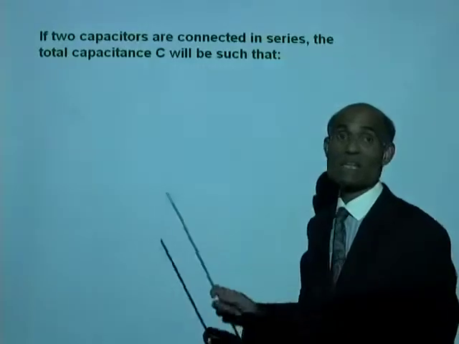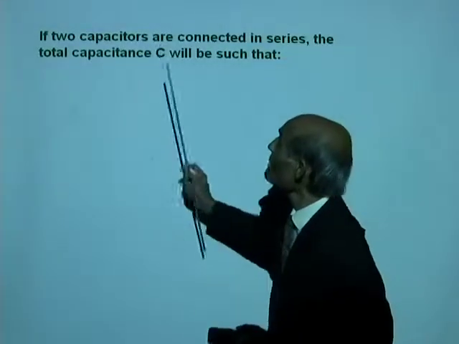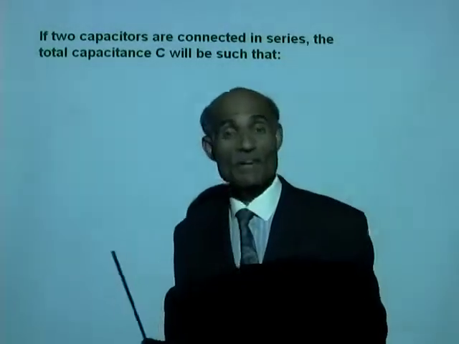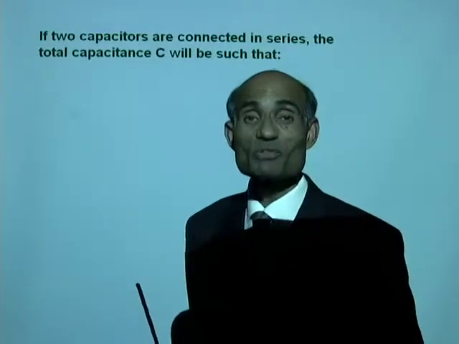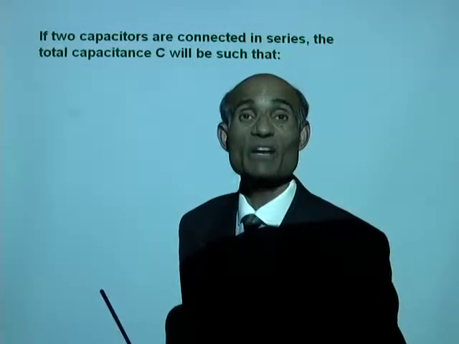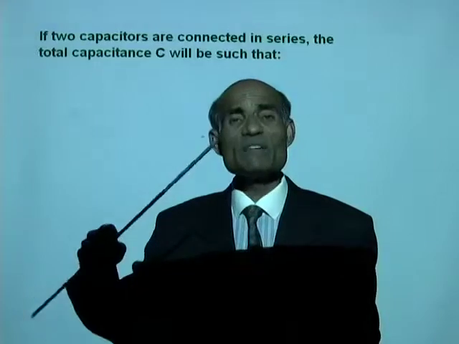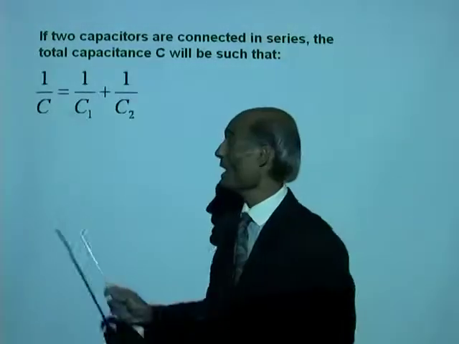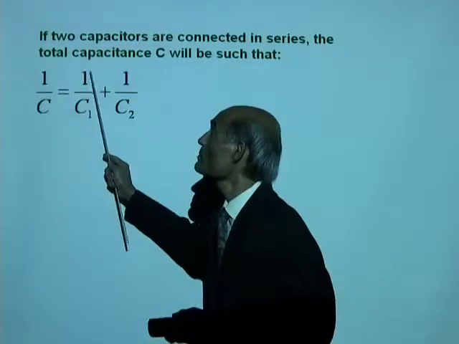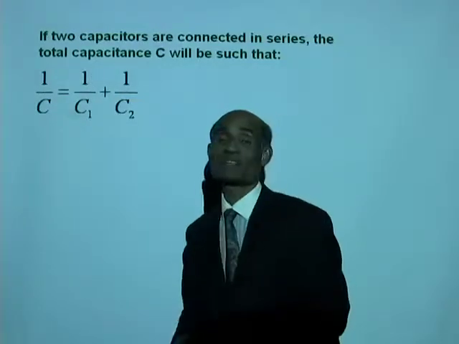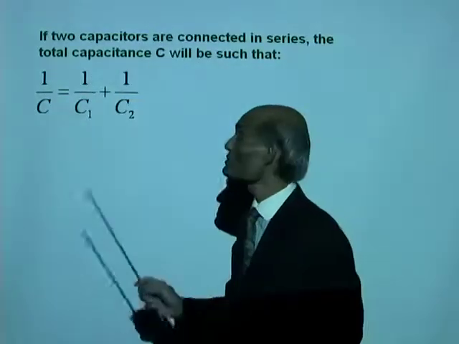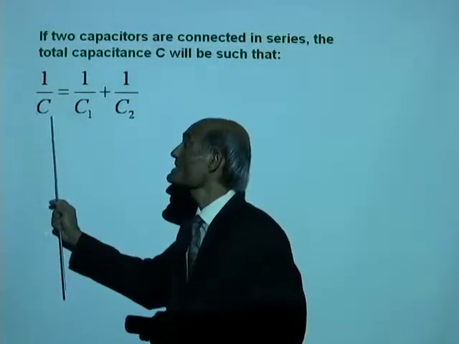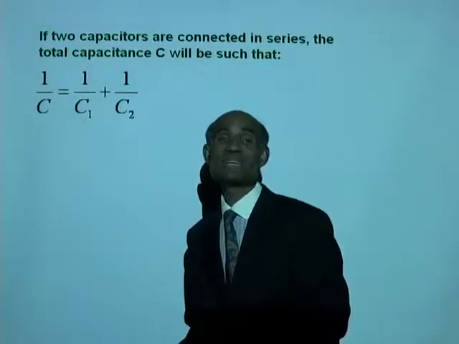Alright, let's see what happens if two capacitors, instead of three, are connected in series. What will be the total capacitance of that combination? Well, 1 over C will be equal to 1 over C1 plus 1 over C2. Can you simplify and solve for C from here? What will be C equal to?